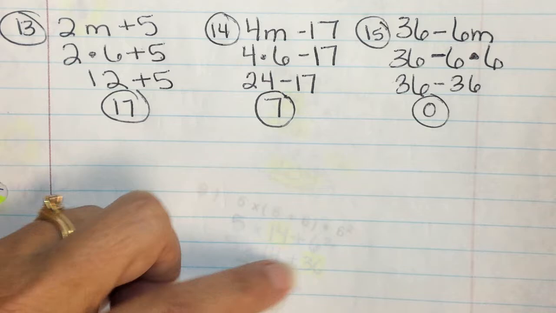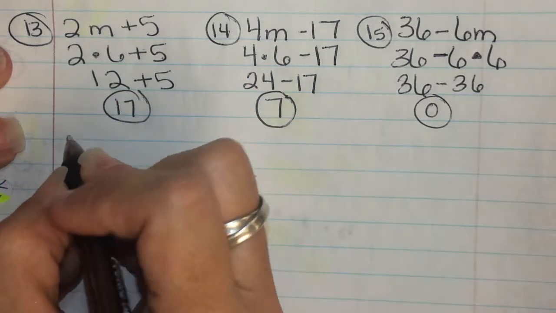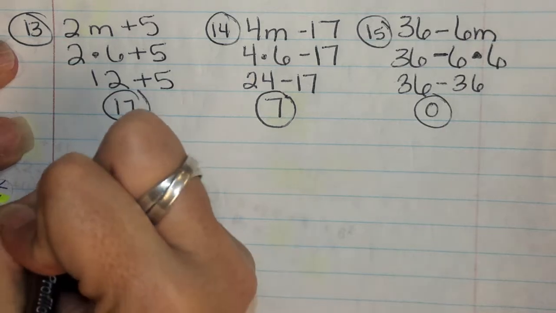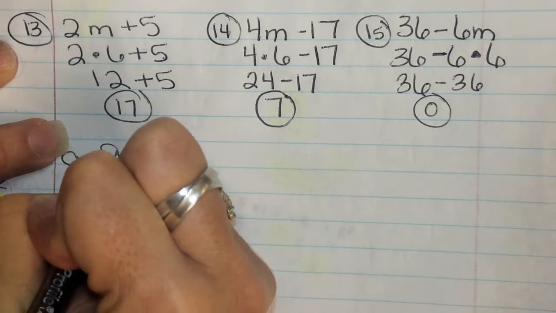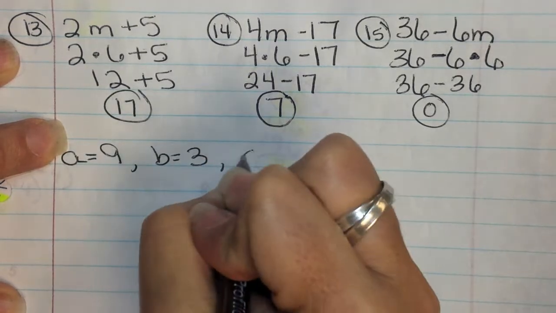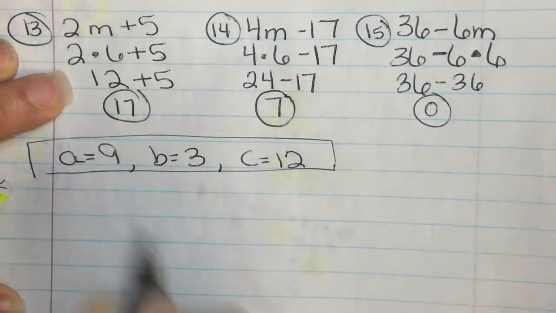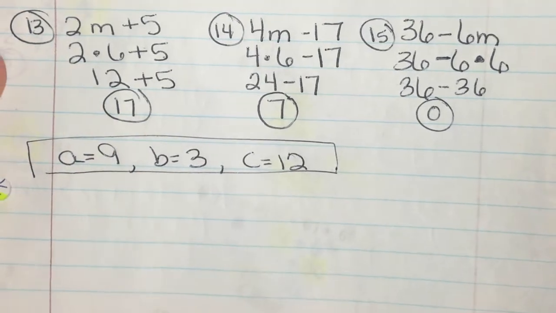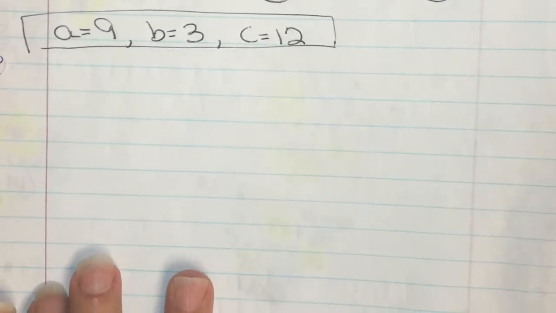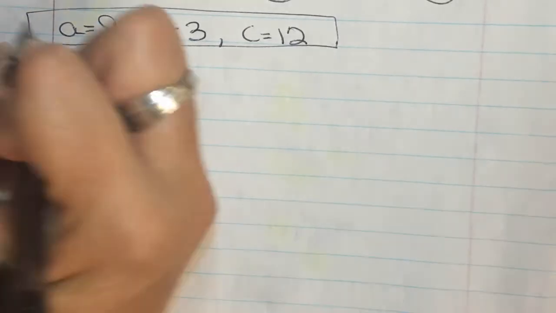Now, we are on the next section. This is where they've given us 3 different variables. They have given us A equals 9, B equals 3, and C equals 12. This is kind of like what you're working with right there on your worksheet, guys. Here we go. So, 16.